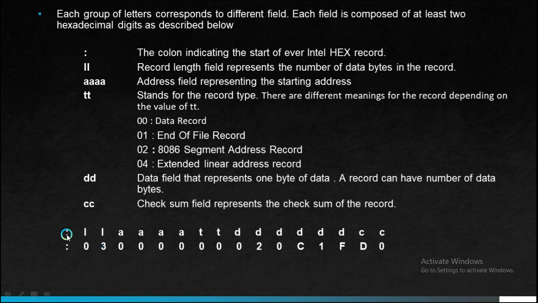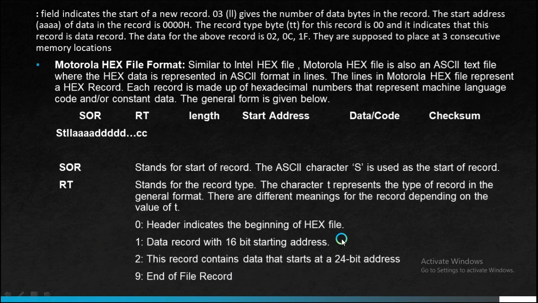Here you can see that colon, and down these symbols we are using some hexadecimal numbers. How it is described will be explained in the next slide. As you have seen in the earlier example, the colon indicates the start of the record, then 03, which comes under the LL, which is the number of data bytes in the record, or record length.